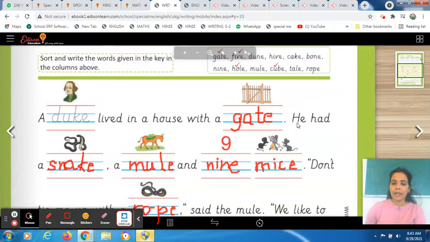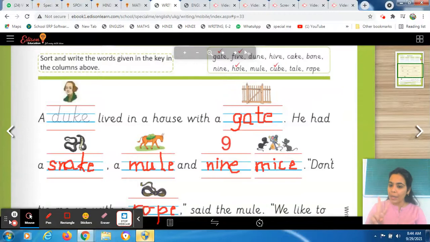Now come to the next sentence. Had a snake. Duke के पास क्या है? He had a snake, a mule, also a mule, and 9 mice. So this Duke had a snake, a mule, and 9 mice. He had lots of pets. How many pets did he have? He had lots of pets. A snake, a mule, and 9 mice.